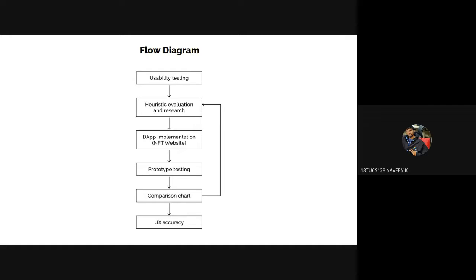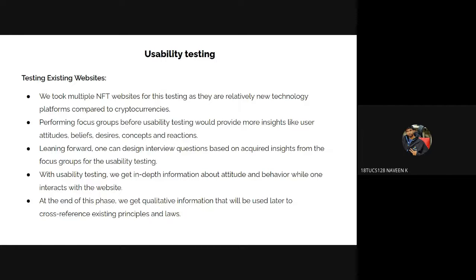So this is the flow diagram: usability testing, research, and we have implemented a prototype, and we have a comparison chart and accuracy. This is the first module, testing. In this testing of existing websites... So you should not mention that. Okay. Yes, you continue, and then I'll tell you. Okay.